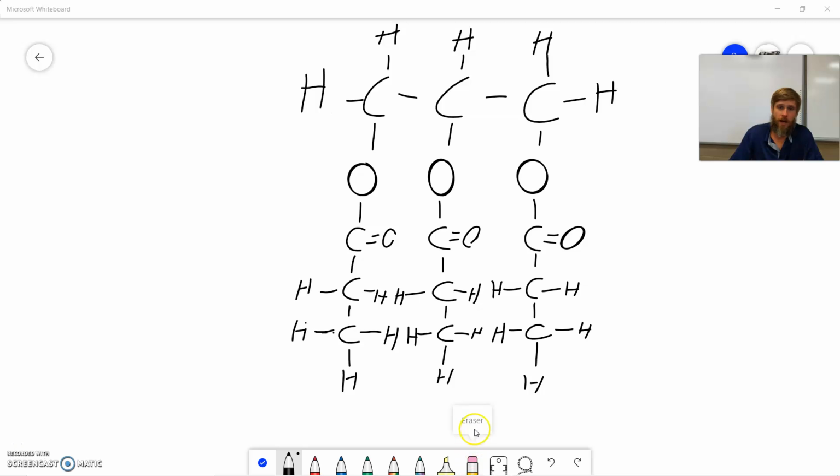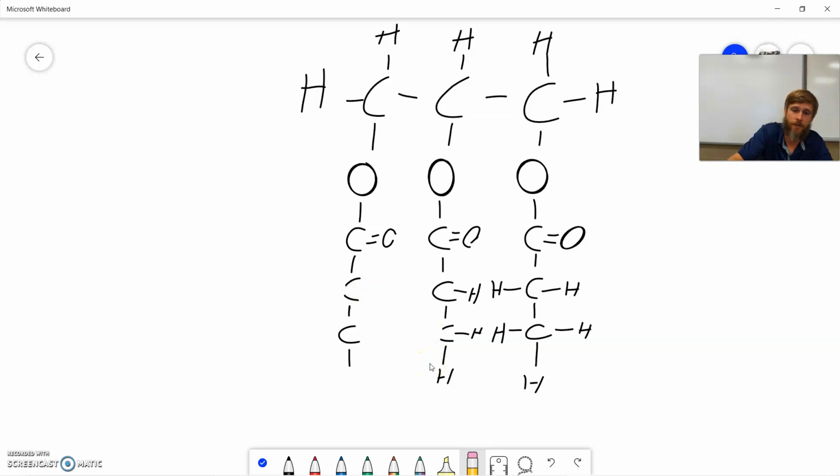Now, if we want to simplify this structure and make it look a little bit neater, what we can do is we can actually remove these hydrogens here. Some people hate it whenever I do one thing and then erase it and do another thing. But I need you to see this. I'm going to try not to erase the carbons that I have. Some of you probably know what I'm about to do. Fix this one and this one.